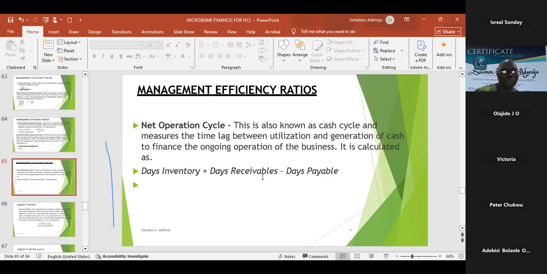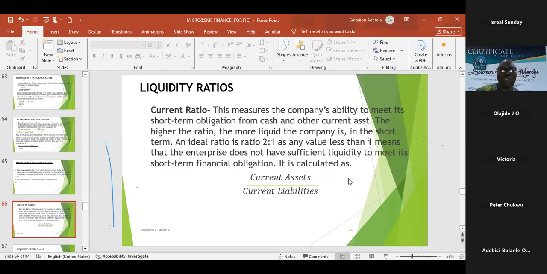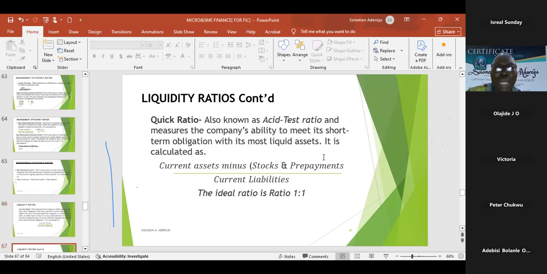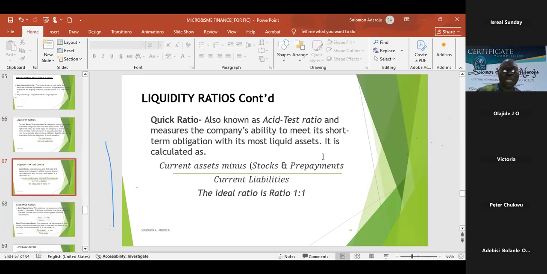Then liquidity ratios. We talk about liquidity, the ability to meet short-term obligations. We have two ratios there. Current assets over current liabilities, and the ideal ratio is 2:1. That means for every 1 naira the company is owing, they have 2 naira to meet it. That means they are liquid. They can meet their short-term obligations as and when due. Then the quick ratio, that's current assets minus stock and prepayments, and the ideal ratio is 1:1.